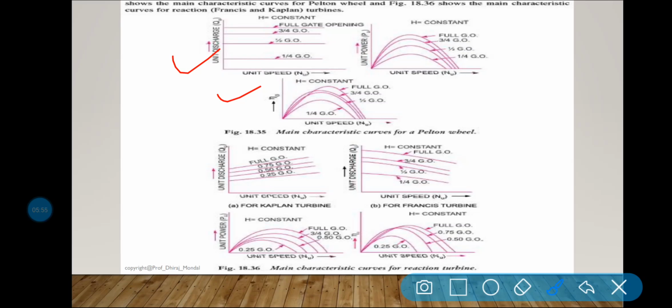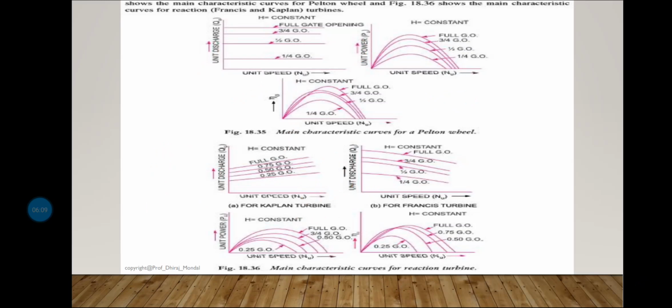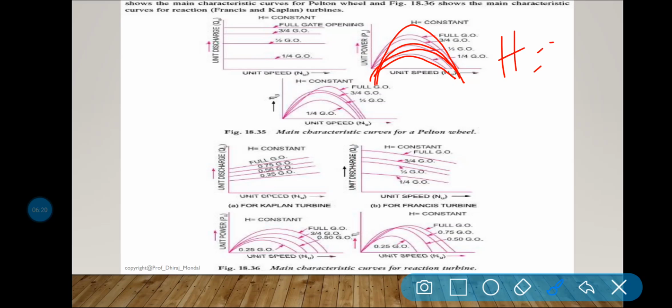So I think it is clear. Now if I take unit speed versus unit power, unit power is equal to power per unit head to the power 3/2. Now unit power versus unit speed, if I take one-fourth gate opening, half gate opening, one-third gate opening, and full gate opening under constant head, then you will get this diagram.